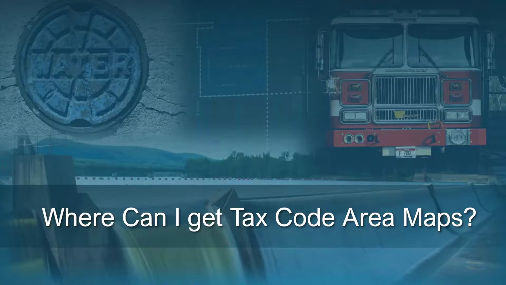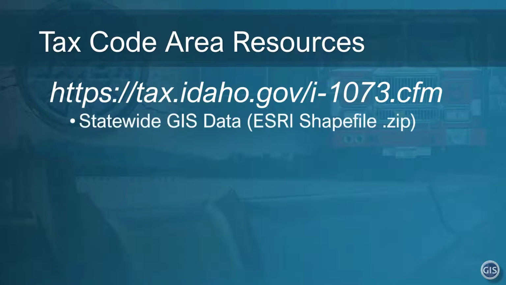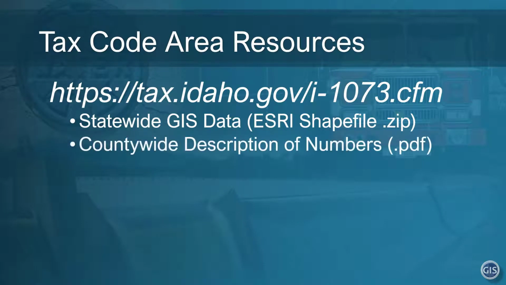Where can I get tax code area maps? At the above web address, you can access the following data: statewide GIS data. On this page, you choose your desired year and set county to statewide to get the full tax code area layer. County-wide description of numbers.